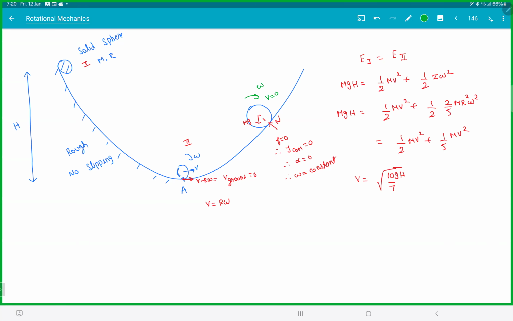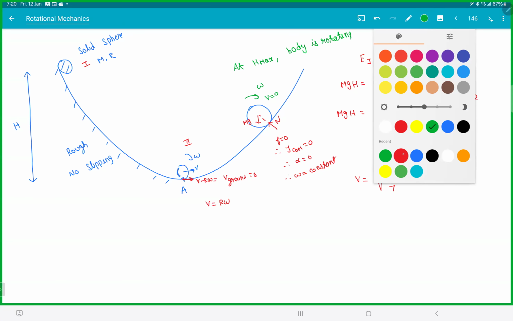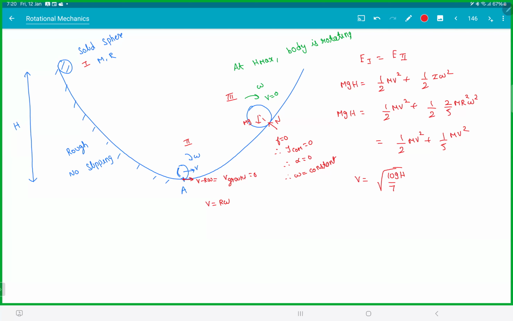Getting the catch? There is no one to change omega. So the body will just keep rotating at the highest point there and comes back again. So at H max, body is still rotating, but it is slipping. There's a smooth surface. So let this be state 3. So energy in state 2 is equal to energy in state 3.